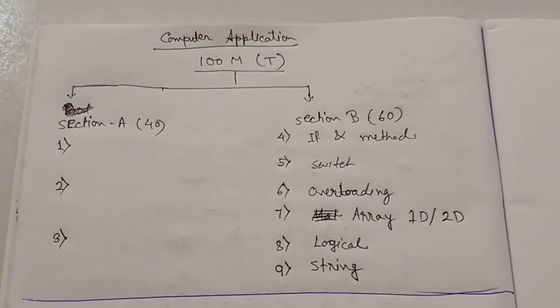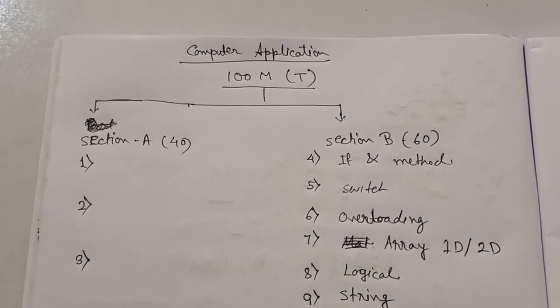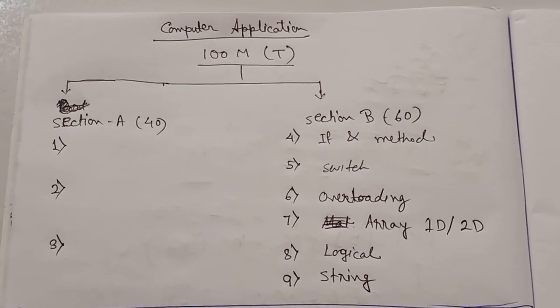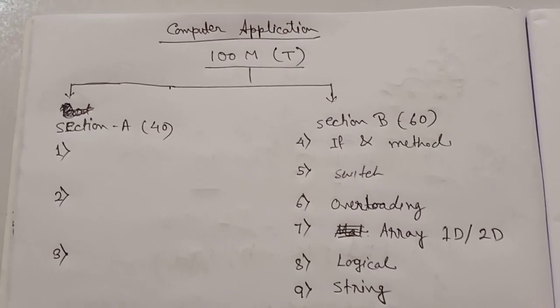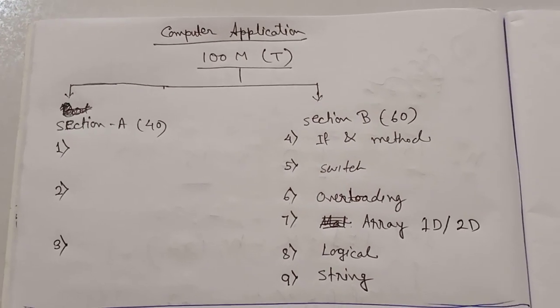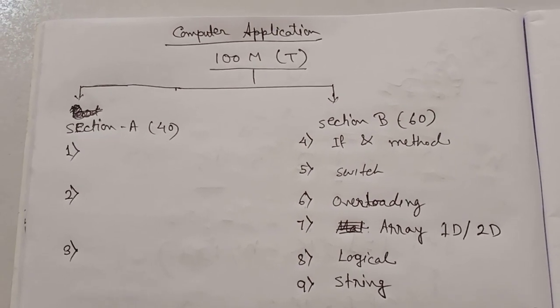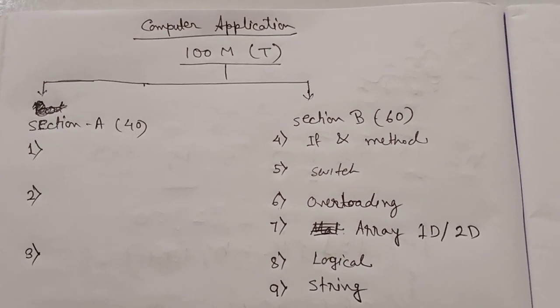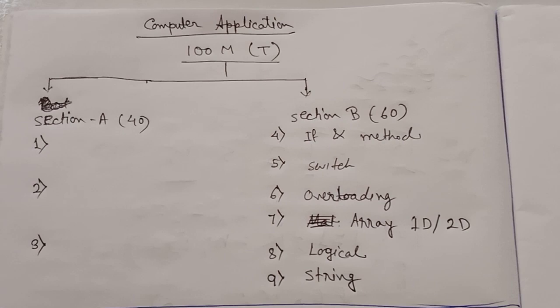Good morning students. So today we will revise the entire syllabus of Computer Application. All of you know you have a 100 marks exam. You are given 2 hours for your exam. Section A has 40 marks, section B has 60 marks.